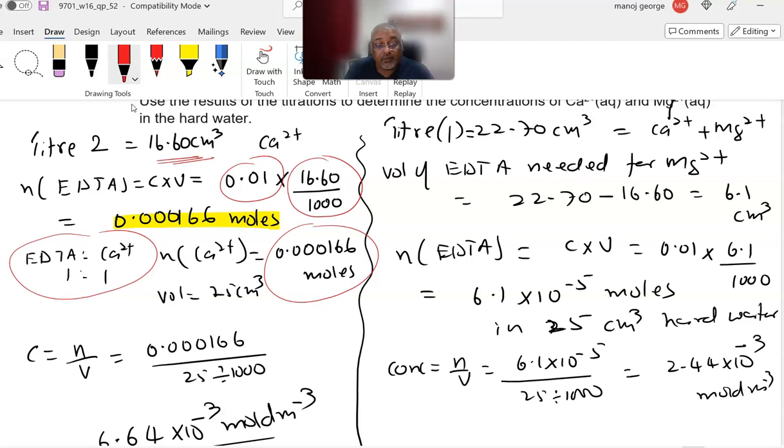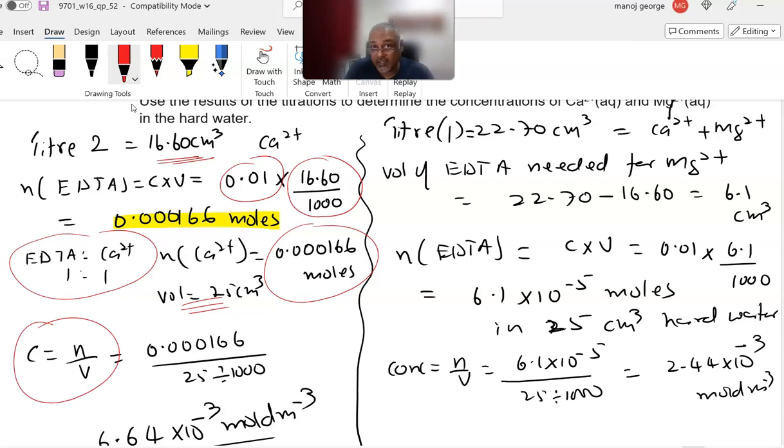0.000166. Now, remember the amount of hard water taken was 25 cm³ in the second titration. And the calcium ion is in that 25 cm³, which means that's the volume of the calcium ion. The volume of the hard water is the volume of calcium ion. And that's why we put that in the formula. We need to find the concentration of calcium ion.